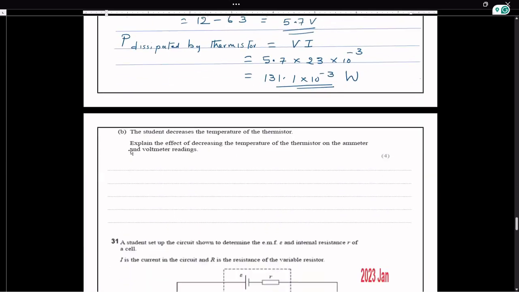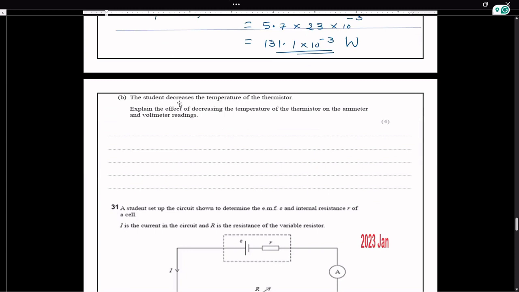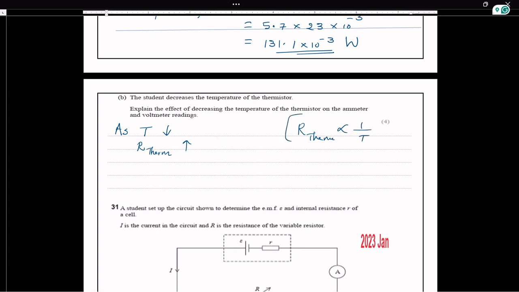So the next part of the question is: the student decreases the temperature of the thermistor. Explain the effect of decreasing the temperature of the thermistor on the ammeter and the voltmeter reading. So here it says that the student decreases the temperature. So as temperature decreases, it is a thermistor, so the resistance of the thermistor increases, because we know that resistance of the thermistor is inversely proportional to the temperature. So this increases.